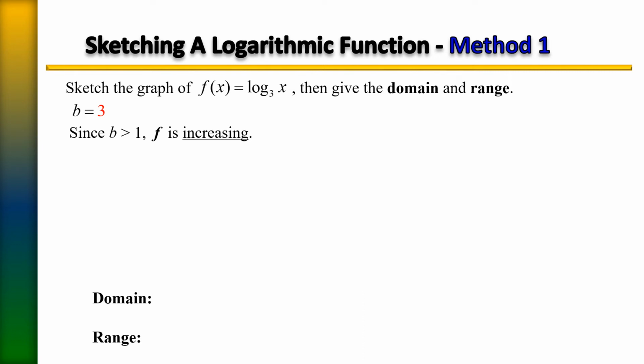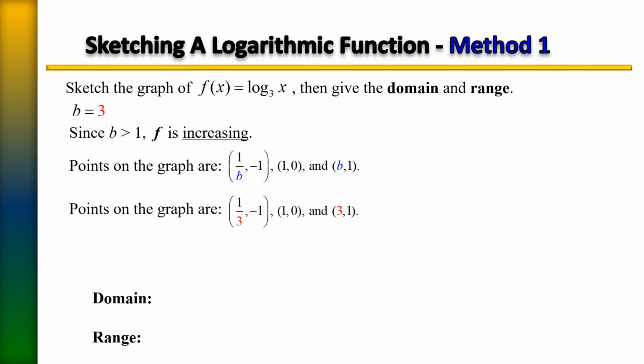Other characteristics: there are 3 specific points that are on the graph of a log function. Recall that one is 1 over b, comma, -1. You also have an x-intercept at 1, 0, and you have a point b, 1. So if b is 3, then we would have points at 1/3, -1; 1, 0; and 3, 1.